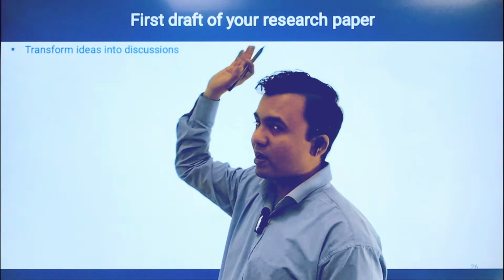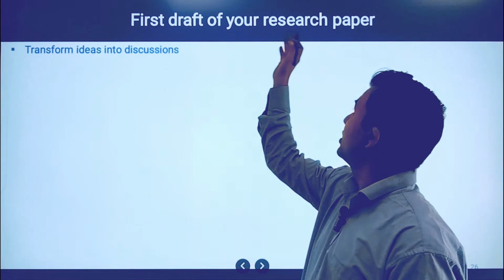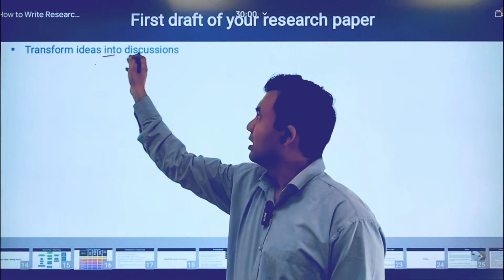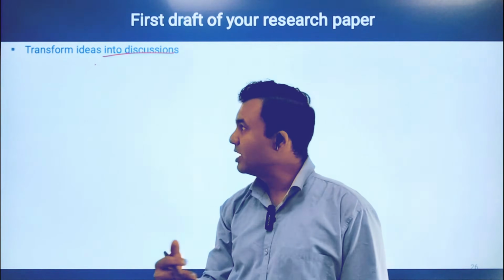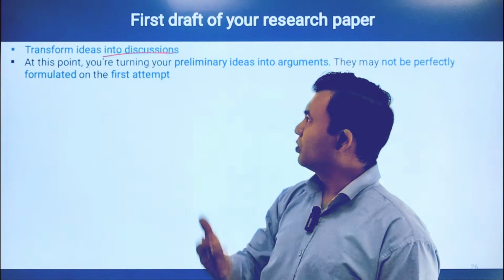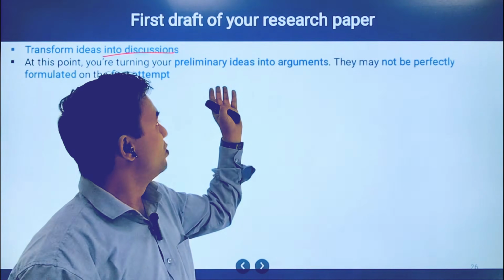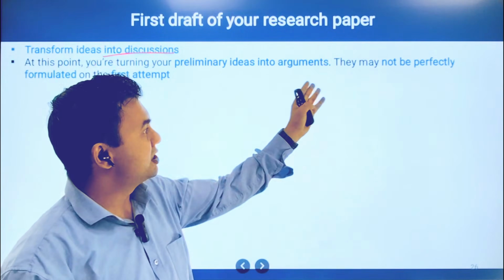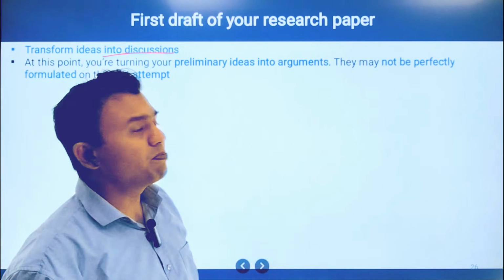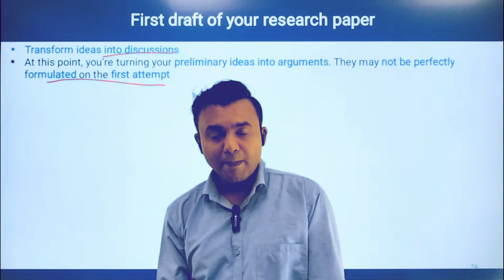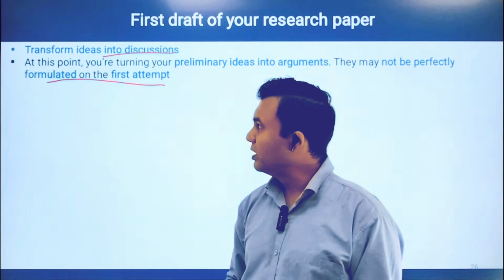When you are writing the first draft of your research paper, transform your ideas into discussions and keep writing. At this point of time, what we are doing is converting our preliminary ideas into arguments and discussions, and they need not be perfect. They need not be perfectly formulated because it's the first attempt. Write it down, later you can perfect it, right?